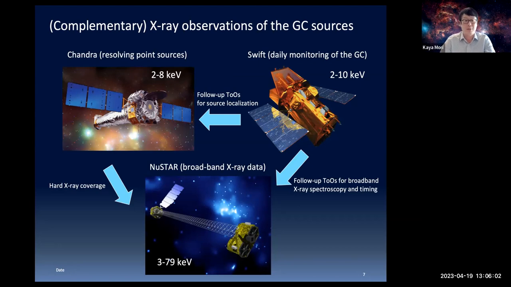So NuSTAR can play two roles. Okay, number one, Chandra's energy band goes up to 8 keV. So you just want to see what's beyond 8 keV. Number two, X-ray transients, and then sometimes flares from Sagittarius A star. So we can do some follow-up TOOs and then obtain a broadband X-ray spectroscopy and timing data.